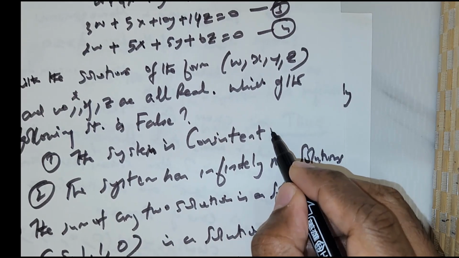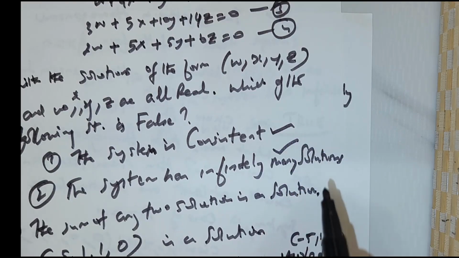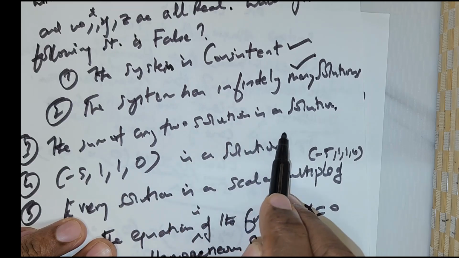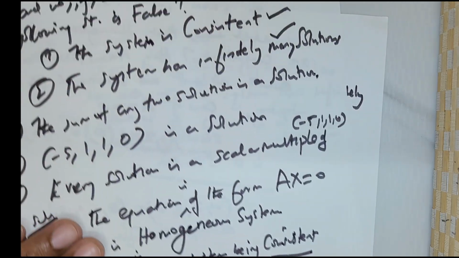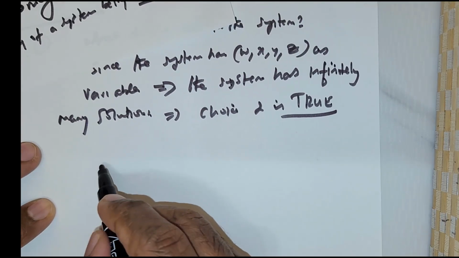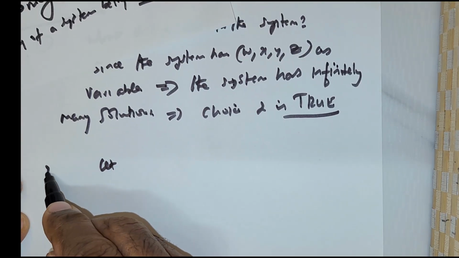So we have just found this is true. Now we have found this is true. Now let's go and check if the third one is true. So what does the third one say? The sum of any two solutions is a solution. So this is point number 3.